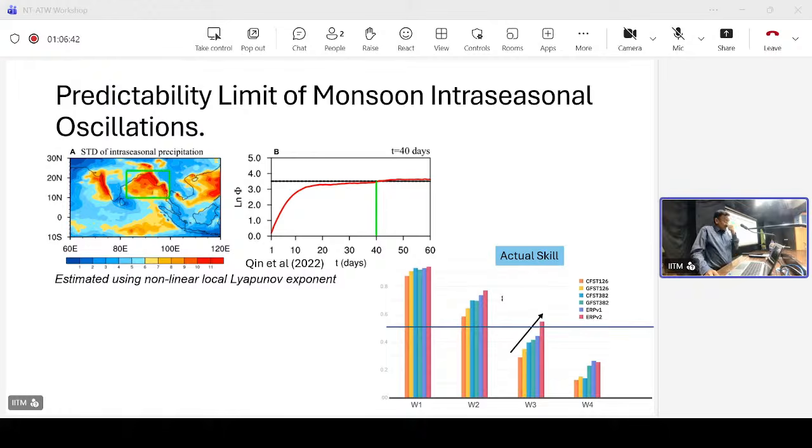So far I have talked only about the seasonal predictability limits. If you look at monsoon intraseasonal oscillations, this is the standard deviation of monsoon intraseasonal precipitation. You can see a big blob of very strong variation over the background. If you take that and compute the Lyapunov exponents, we can get an idea of the potential predictability. It actually reaches up to 40 days over this region. But if you look at other dynamical models, the skill is good up to week 3, and after that it drops. So there is again a gap in the sub-seasonal range, and people are working to improve this at IITM as well.